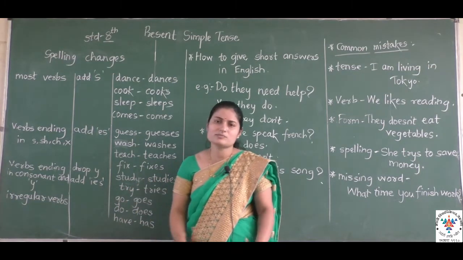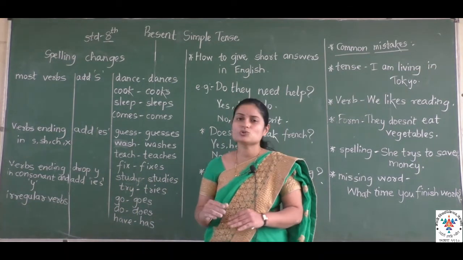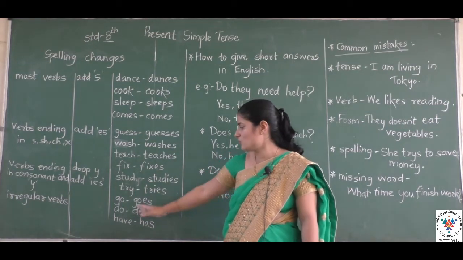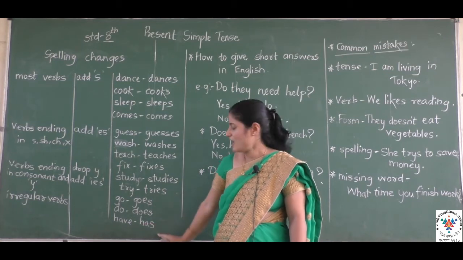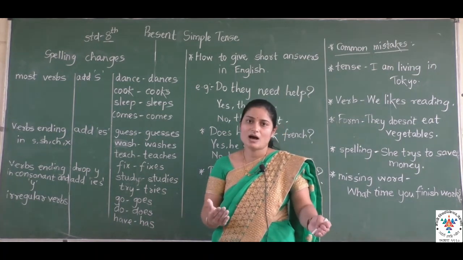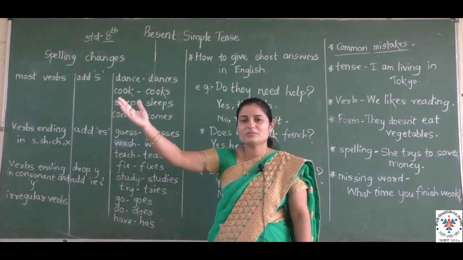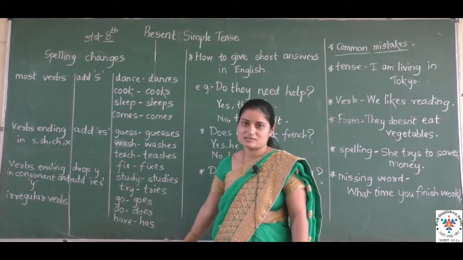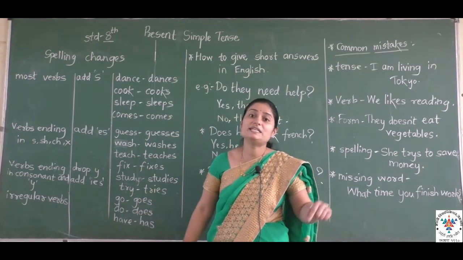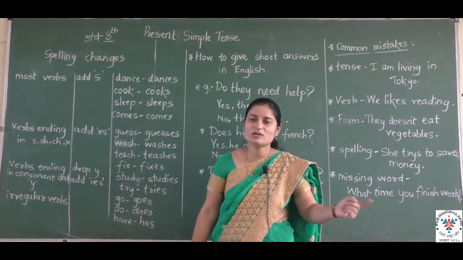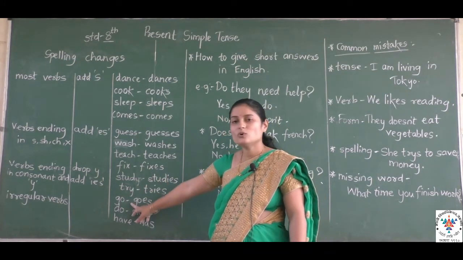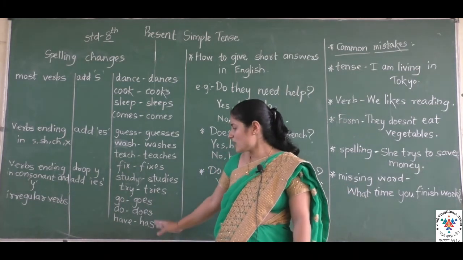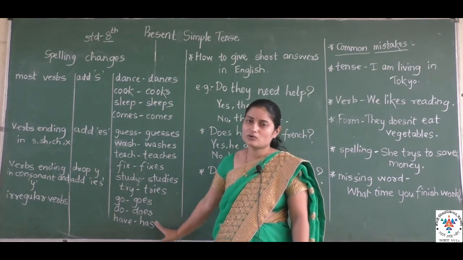Next is irregular verbs. There are some irregular verbs that are totally changed when you add s to them. For example, go, goes; do, does; have, has. For example, I have a car, he has a car. So have becomes has. I do my work, he does his work. I go to school, he goes to school, she goes to school. Understood? So these are the irregular verbs.